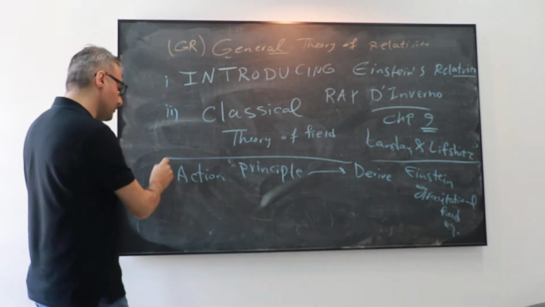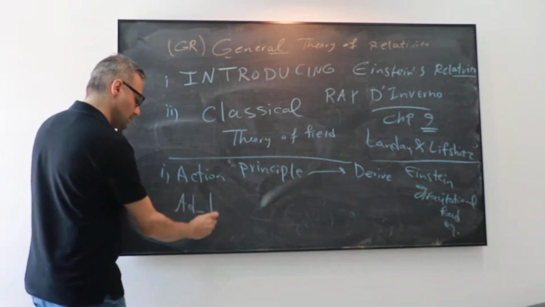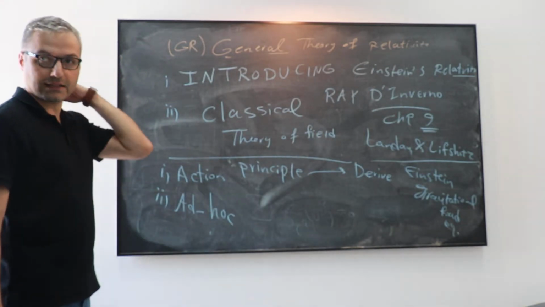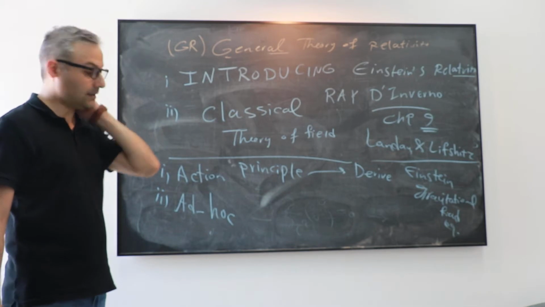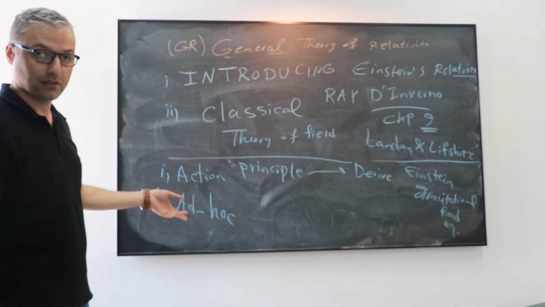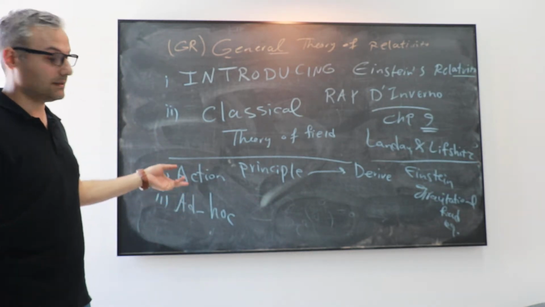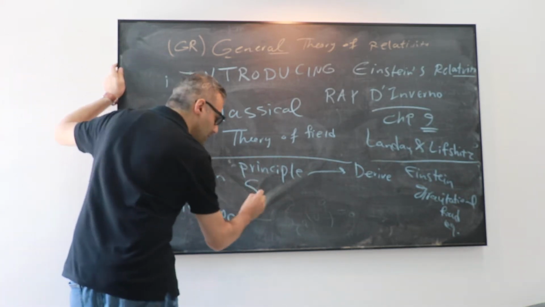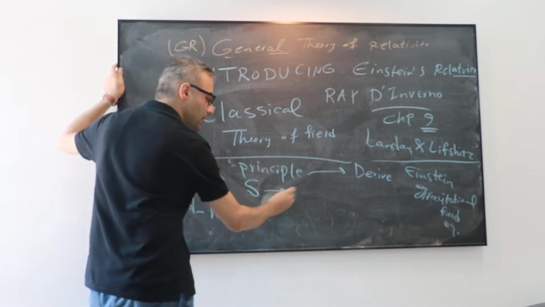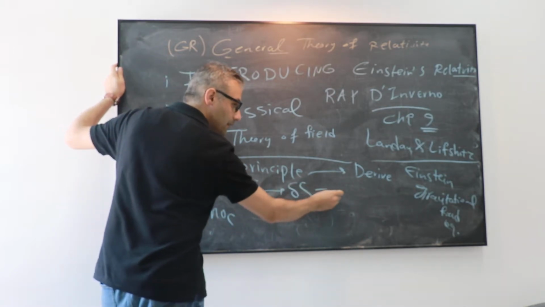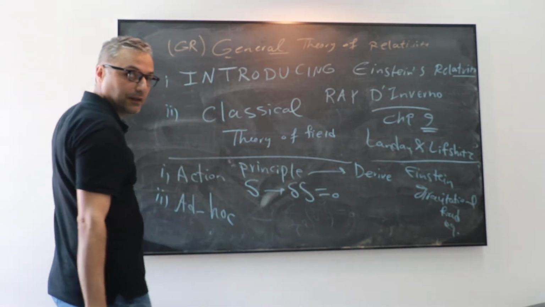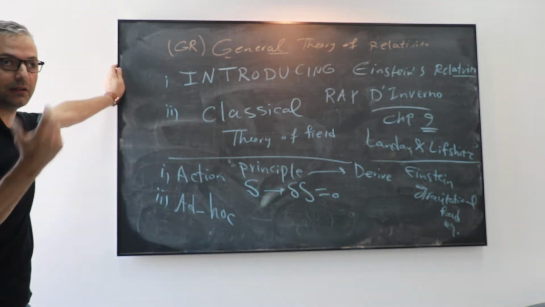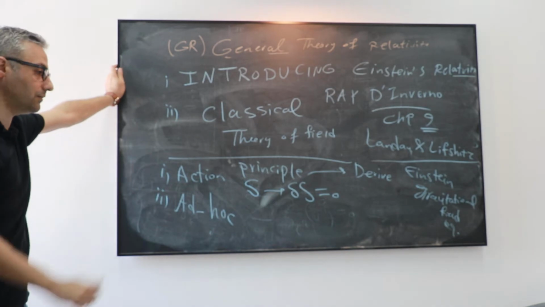The second approach is what? You just accept the general relativity equation. That was the Einstein approach also. He didn't start with the action principle. I mean, he didn't write the action and minimize it, as you know in classical mechanics, and find the equation of motion, like the Euler-Lagrange equations, but not for the particle, for the gravitational field.